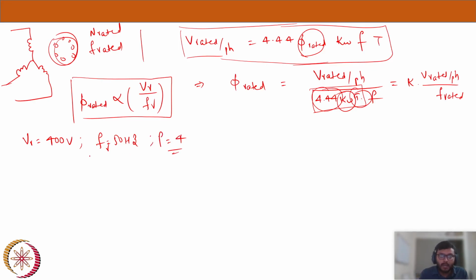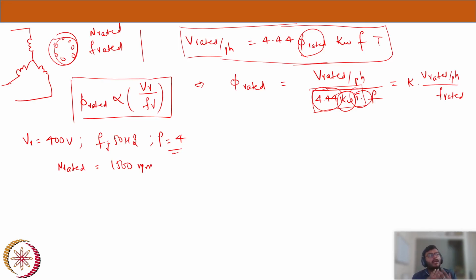Now, what is the rated speed of the machine? N rated will be 120 F by P, 120 into 50 by 4. How much is it? It's 1500 RPM. Now, these are all fixed.